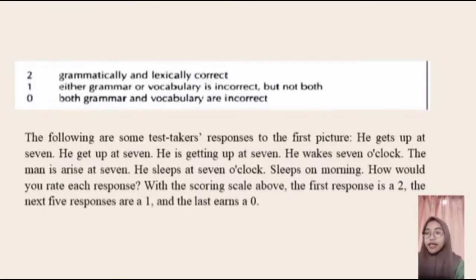The following are some test takers' responses to the first picture. He gets up at 7. He gets up at 7. He is getting up at 7. He wakes 7 o'clock. The man is arise at 7. He sleeps at 7 o'clock. Sleeps on morning. How would you rate each response? With the scoring scale above, the first response is a 2, the next 5 responses are 1, and the last earns a 0.